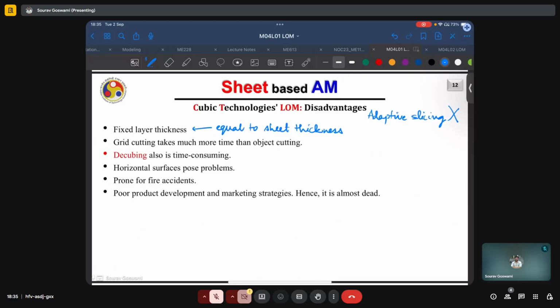Lastly, the reason it is not commercialized and it is not very frequently encountered, say as frequently as your FDM or even metal 3D printing or wet photopolymerization, is because of poor product development, non-existent marketing, and hence the technology is almost dead.